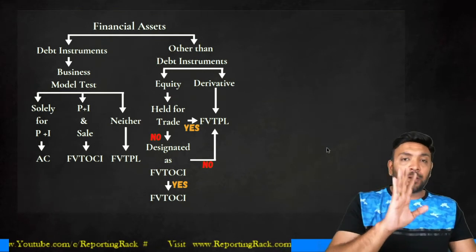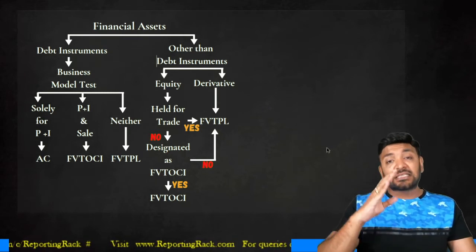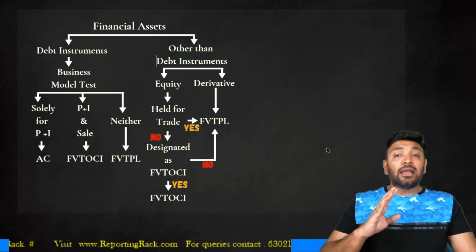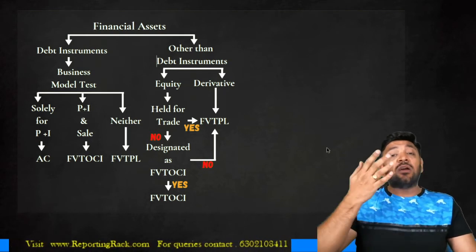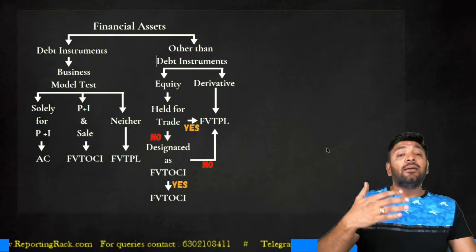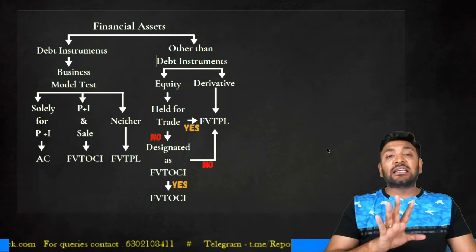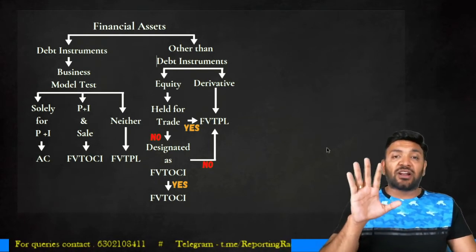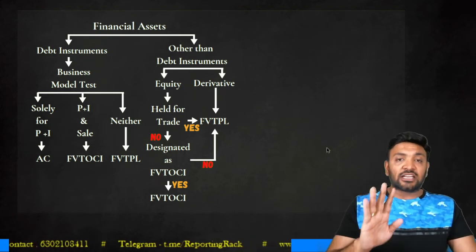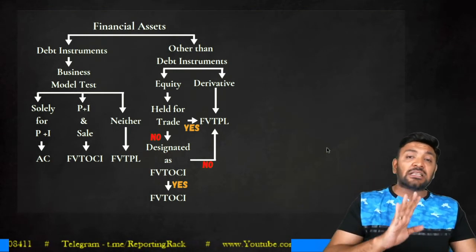If it is not held for the purpose of trade, that means you don't want to derive cash flows from sale of the instrument, then I'll apply the second level of testing where I will see whether it is designated as FVTOCI. That means it is an intention of the management. If they want to classify it as FVTOCI, they can present that equity instrument as fair value through OCI. But if they do not designate it as FVTOCI, it should always be classified as FVTPL. That means an equity instrument can never be classified as amortized cost. An equity instrument should either be classified as FVTPL or FVTOCI.